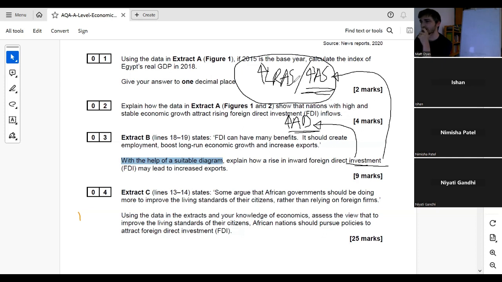Be interesting to see the mark scheme, but effectively, if you draw this out, which I'm not going to save time, I'm going to assume you know this. You should know this by now. If AS increases, shifts outward, macroeconomic equilibrium price level decreases, and this will basically increase the competitiveness of UK exports.